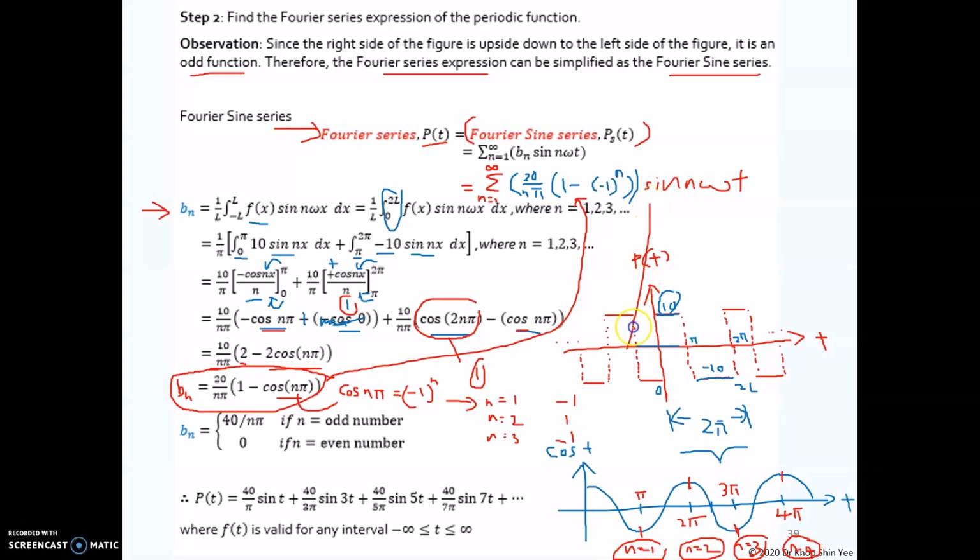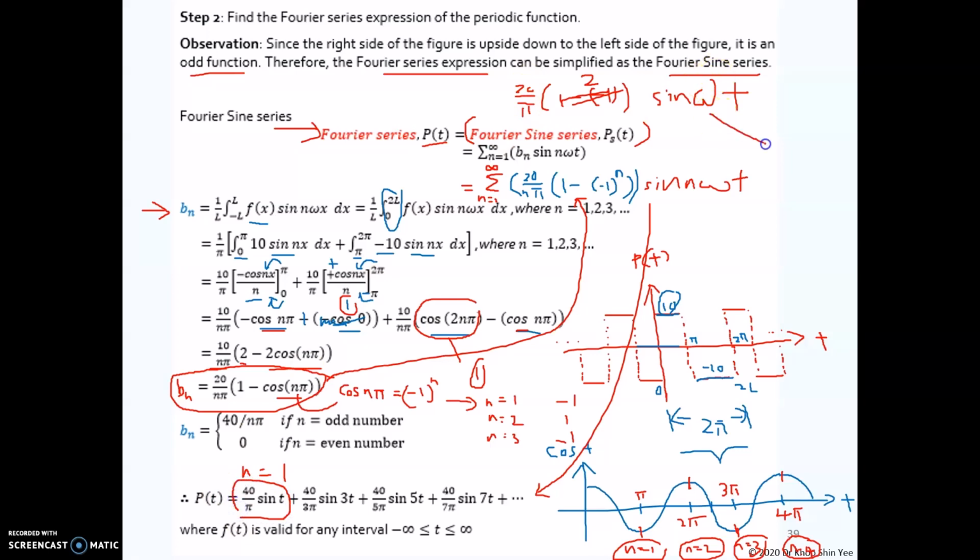Then you can continue to expand this function by substitute n equal to 1, you obtain 20 divided by pi, 1 minus minus 1, sine 1 omega t, which is omega t. 1 minus minus 1 here give you 2. 2 multiplied 20, you obtain 40 over pi. Therefore, you obtain this answer.